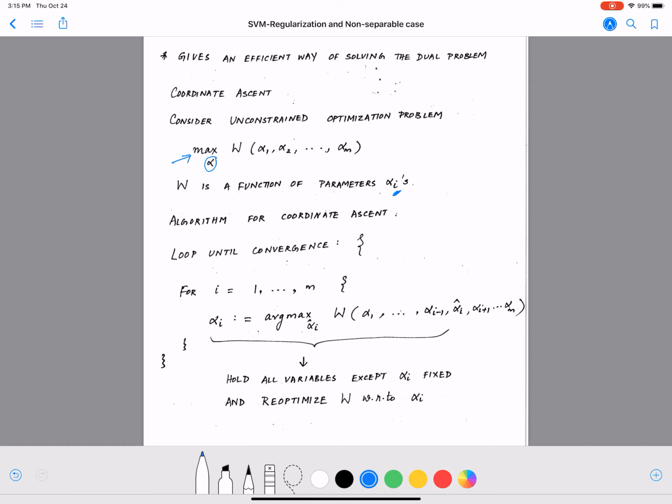Now the algorithm for coordinate ascent goes like this. For i equal to 1 to m, we find the argmax over alpha i, only alpha i. Solve for one alpha at a time, and then re-optimize W with respect to alpha i.